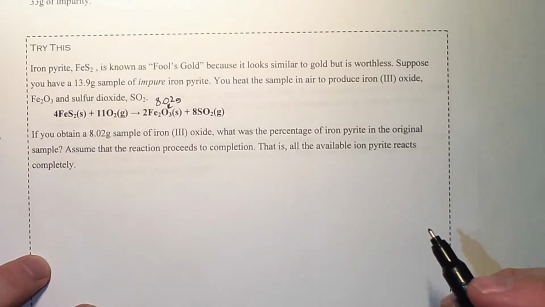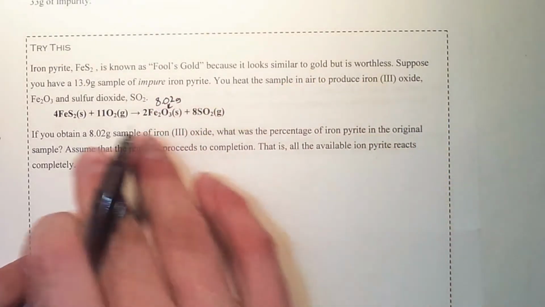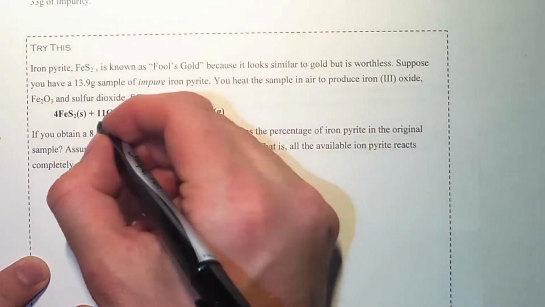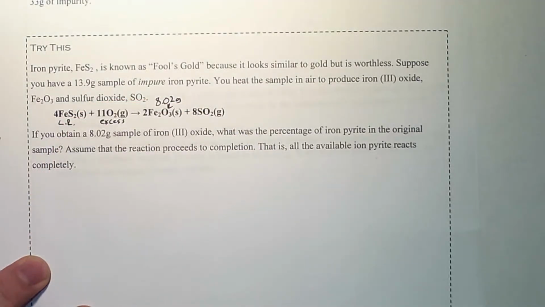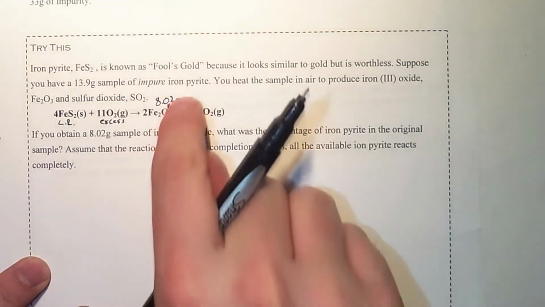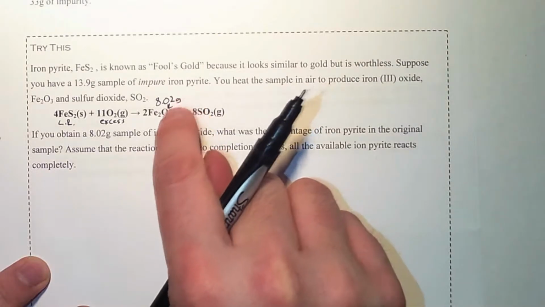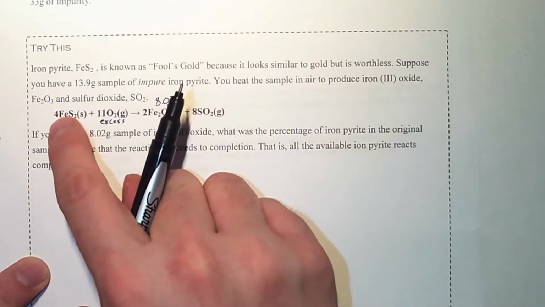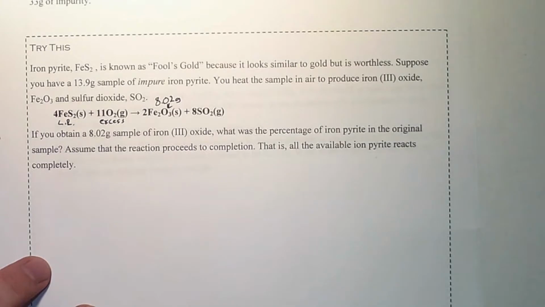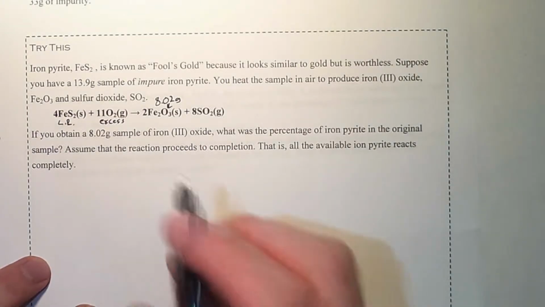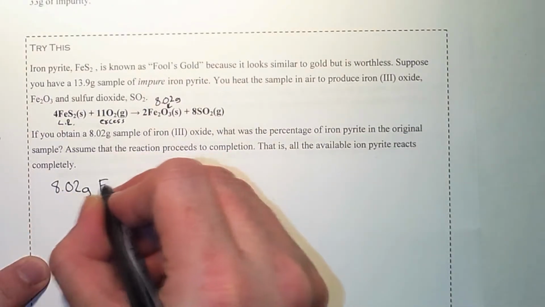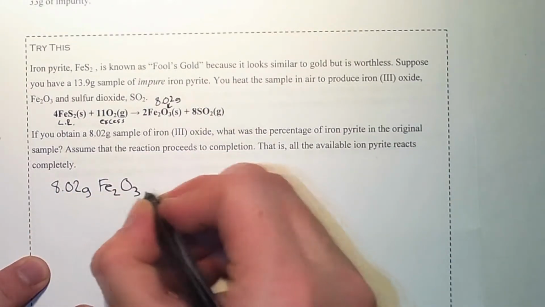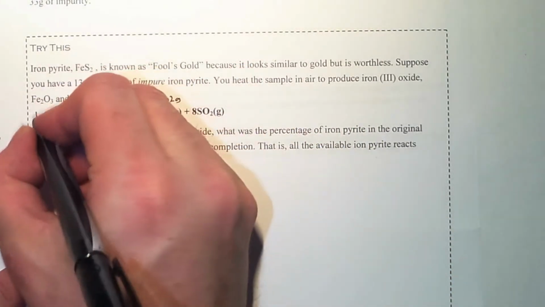Well, first of all, if we're reacting something with air, we know that this is going to be our excess reactant in this particular case, and that makes this the limiting reactant, which is fine. What we need to do is figure out, if we have this many grams of this compound, how many grams of iron pyrite do we actually have? So I'm going to start with my product. I have 8.02 grams of Fe2O3. So we're going to turn it to this, just doing our stoichiometry.